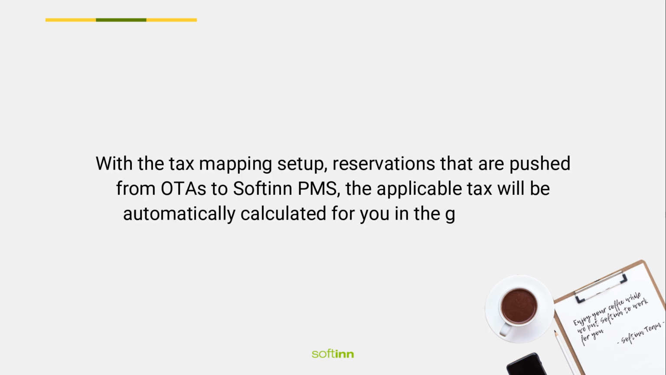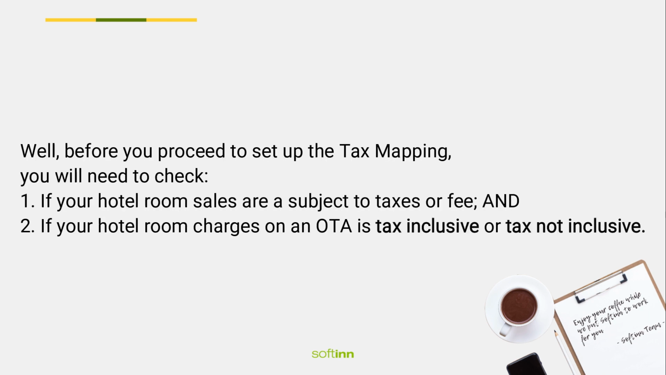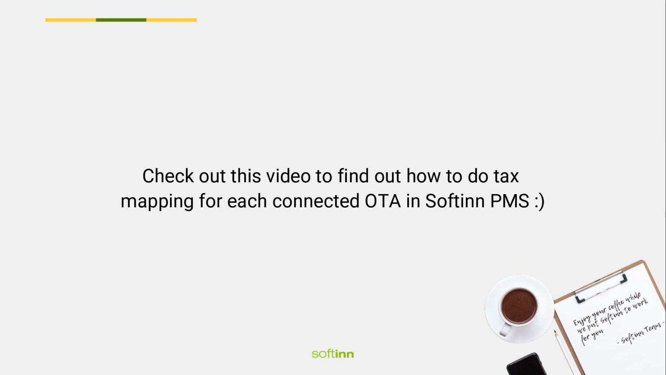With the tax mapping setup, reservations that are pushed from OTA to Softinn PMS, the applicable tax will be automatically calculated for you in the guest folios. Well, before you proceed to set up the tax mapping, you will need to check if your hotel room sales are subject to taxes or fee, and if your hotel room charges on an OTA is tax inclusive or tax not inclusive. Check out this video to find out how to do tax mapping for each connected OTA in Softinn PMS.